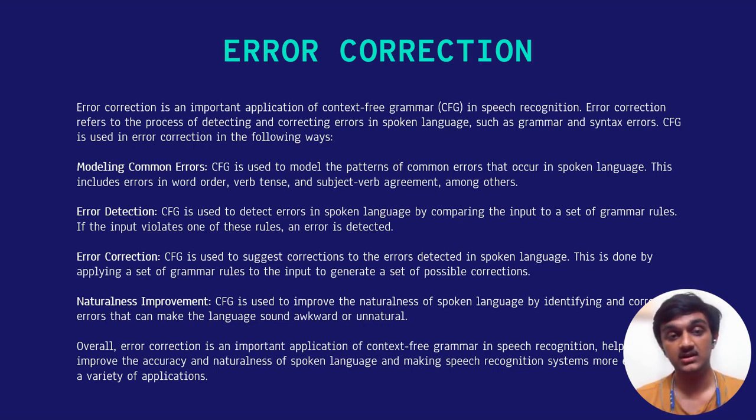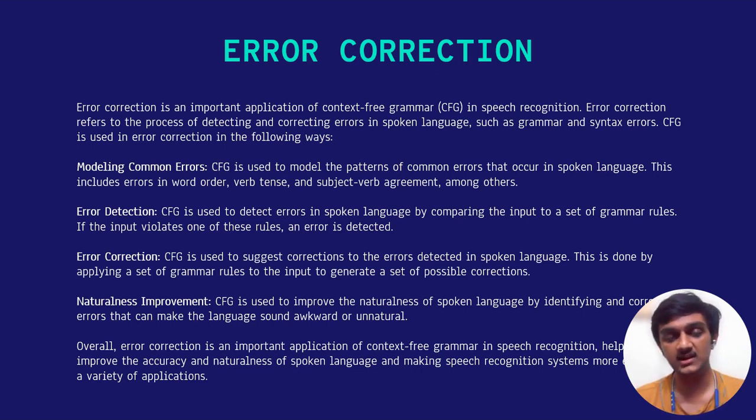Error detection is the ability to detect the error in the spoken language by comparing the input to a set of grammar rules or the context-free grammars. If the input violates one of these rules, the error is detected. And as you know, for error correction, we take the detected errors and correct them by applying a set of grammar rules to the input to generate possible corrections for the given output.